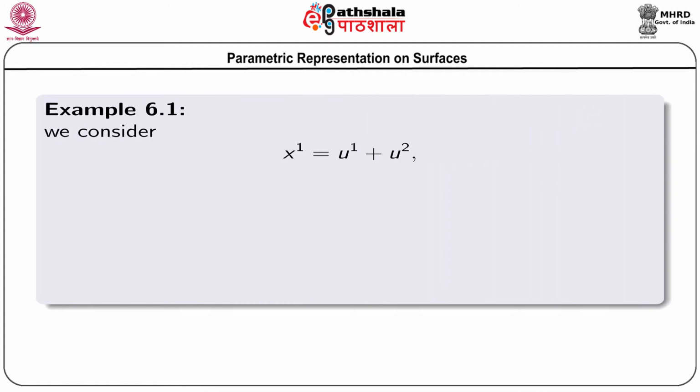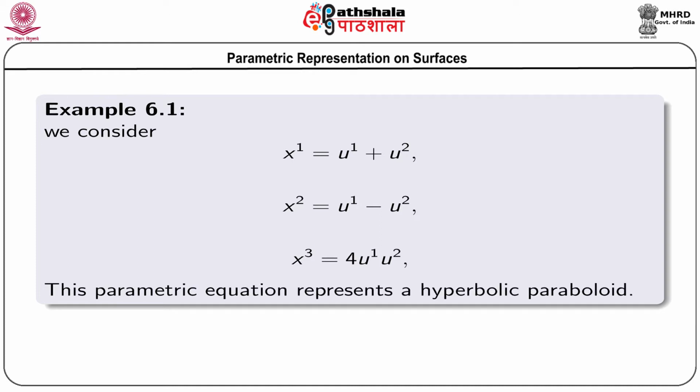Let us consider this example. Suppose x1 is given as U1 plus U2, x2 is given as U1 minus U2, x3 is given as 4 U1 U2. Now, what does this surface represent? This will represent a hyperbolic paraboloid. If we just eliminate U1 and U2, we get that this parametric equation represents a hyperbolic paraboloid.